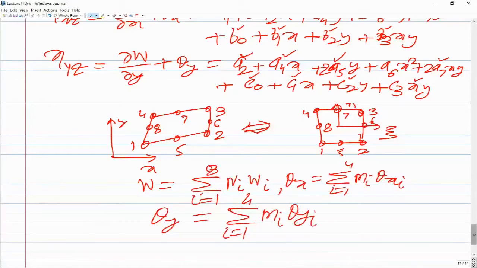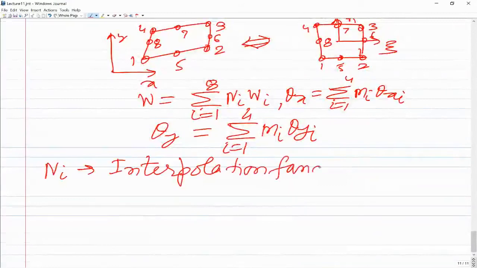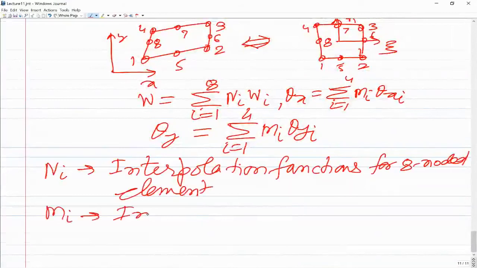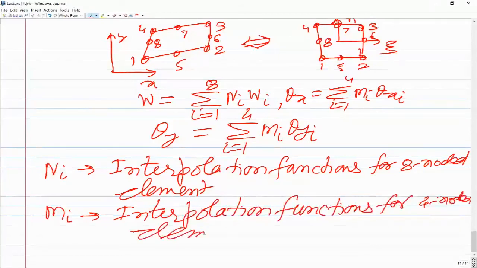So in this, I have already told you that the Ni are the interpolation functions for the 8 noded element. We have already discussed how to write these interpolation functions. Interpolation functions for the 8 noded element, and Mi are the interpolation functions corresponding to the 4 noded isoparametric element in the natural coordinate space.